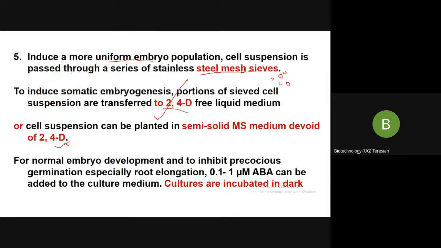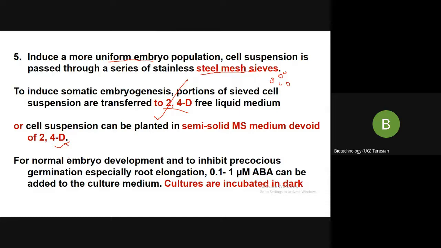After that, all your single cells should be uniform for uniform embryo production or synchronous cell division. You sieve them through a steel mesh. Because the sieved aggregates will be of uniform size, you'll get uniform cells. After that, you add them into 2,4-D liquid media. Otherwise, if you're using semi-solid MS media, it is not necessary to add 2,4-D.